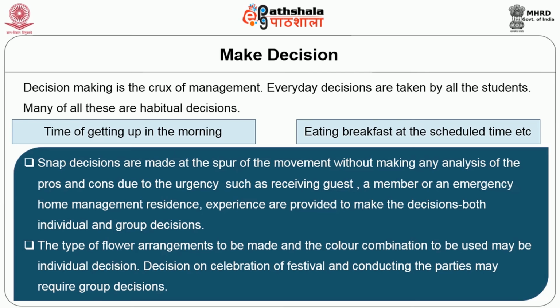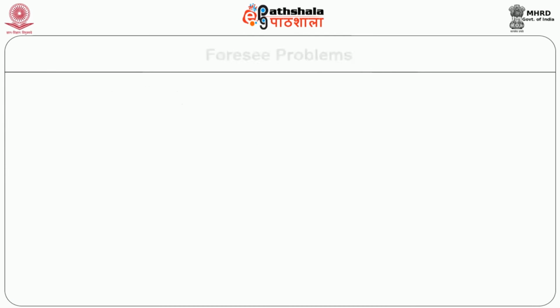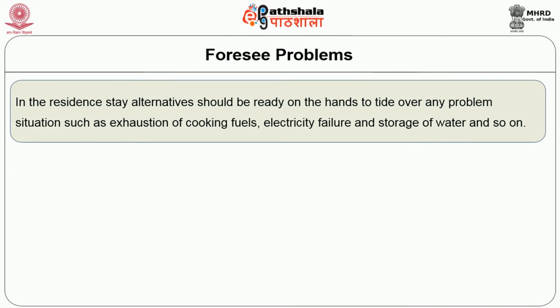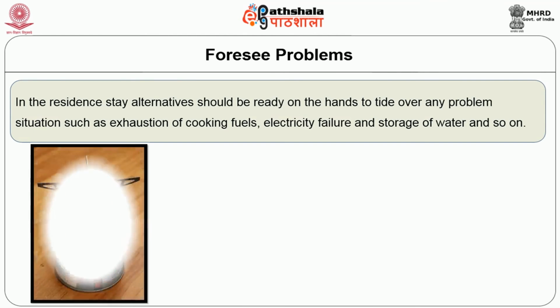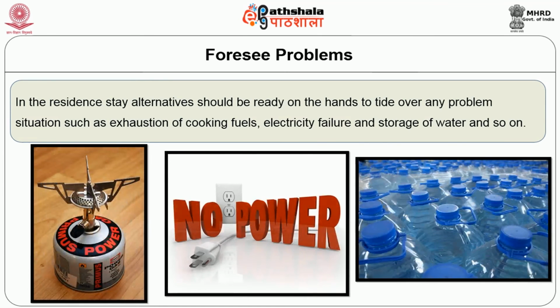Home management residence experiences are provided to make both individual and group decisions. The type of flower arrangement to be made and the color combination to be used may be individual decisions. Decisions on the celebration of a festival and conducting parties may require group decisions. Foresee problems. In the residence, alternatives should be ready on hand to tide over any problem situation such as exhaustion of cooking fuel, electricity failure, and storage of water, and so on.